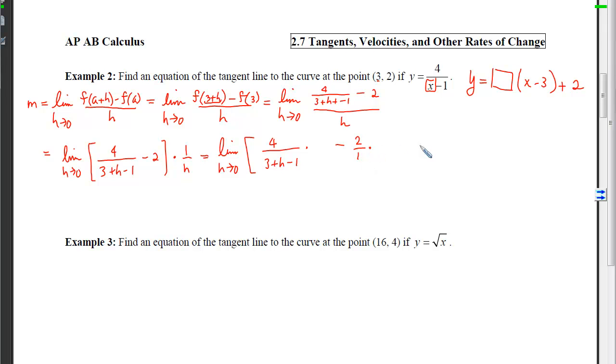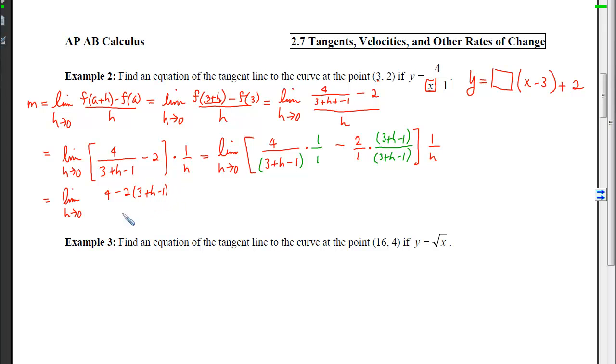So I'm going to make a very smart choice for 1 for both of those fractions so that I create the same denominator. So this one just needs a 1, whereas this one over here needs that 3 plus h minus 1. So I'm going to multiply both top and bottom of this second fraction by the factor that the first fraction had. When I do that, I end up with the limit as h approaches 0 of 4 minus that whole top.